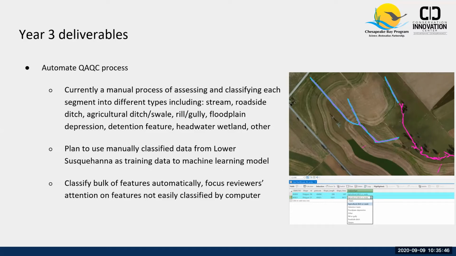So we expect the majority of these features to be very confidently classified by the machine learning model as one of these classes. But we also expect some of them to not be confidently classified. The computer will have a difficult time putting them in a given bin. And so those are the features that we want to focus a human reviewer's attention on, as opposed to having a person sitting there looking at every single feature on the map. So we expect that'll really expedite this review process, which is currently the slowest part of the whole process.